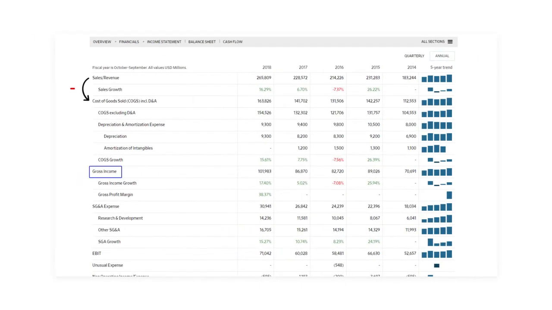Gross income is the difference between revenue and the cost of goods sold. SG&A expenses are general, commercial, and administrative expenses. This includes expenses not directly related to the manufacture of the product or the provision of services.